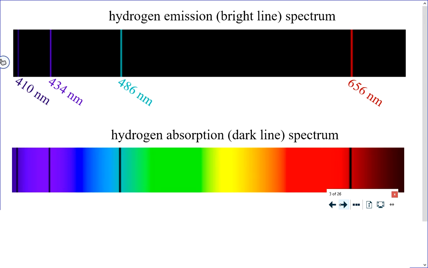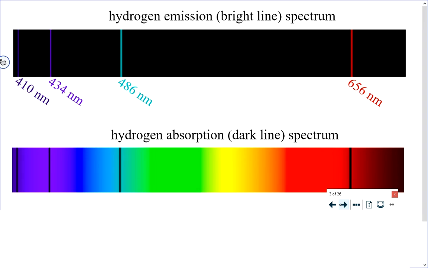You might wonder how we know the wavelengths. Basically, what you do is you pass the light through a diffraction grating and measure the angle that each of these colors is producing a bright line at, and you use the formula lambda equals d sine theta over n.